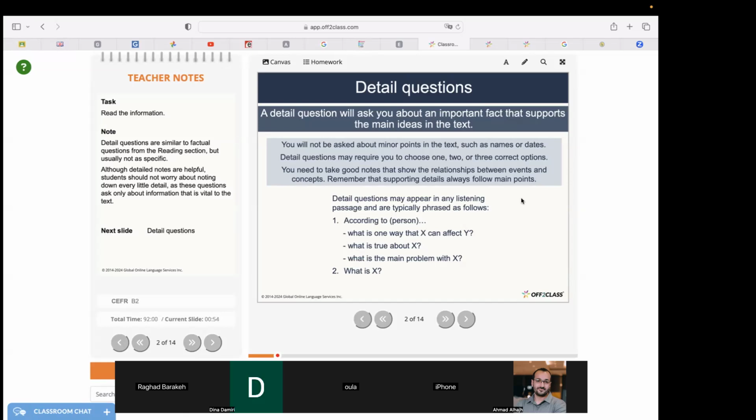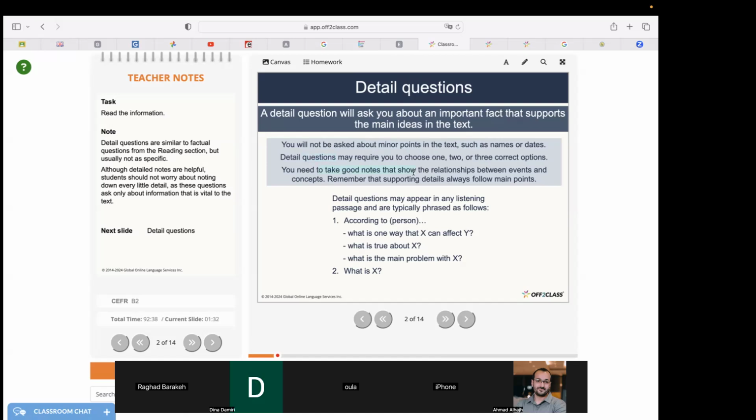But then we're going to learn how to take detailed notes. They are helpful, right? But you just have to follow the rule. So, a detailed question will ask you about an important fact that supports the main ideas in the text. You will not be asked about minor points. ما رح تنسألوا عن شغلات بلا طعمة. You're going to be asked about stuff that is important, such as names, dates. Detailed questions may require you to choose 1, 2, or 3 correct options. So it's not only one option. It could be 2, it could be 3.